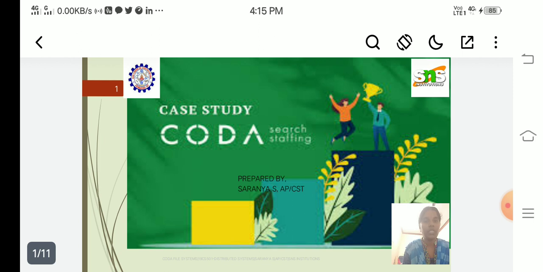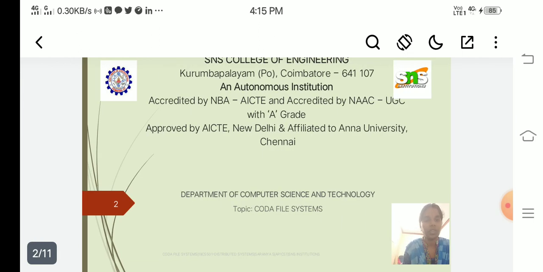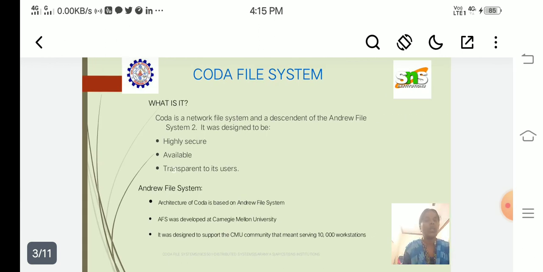Now my topic is a case study on the CODA file system. What is a CODA file system? It is a network file system and it is a descendant of the Andrew file system. It was designed to be highly secure, available and transparent to its users. The architecture of CODA is based on the Andrew file system.